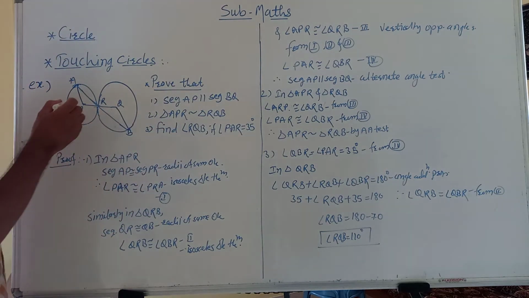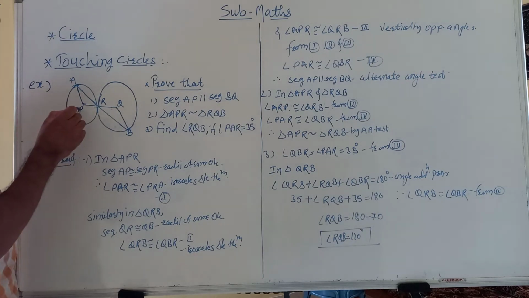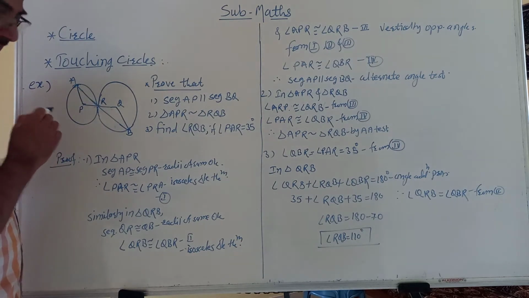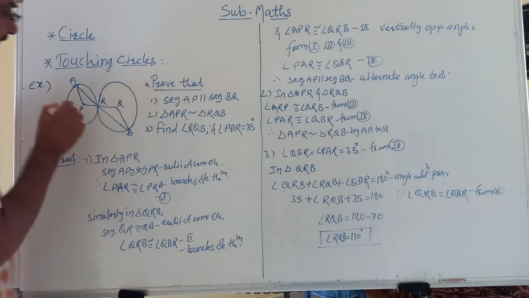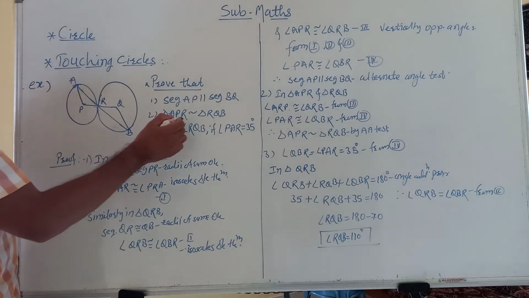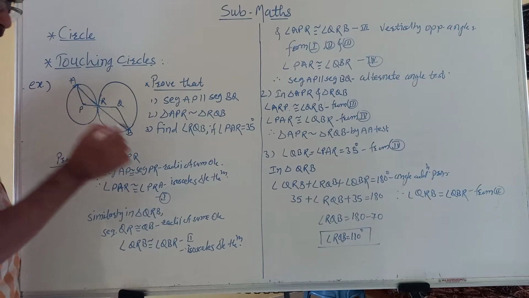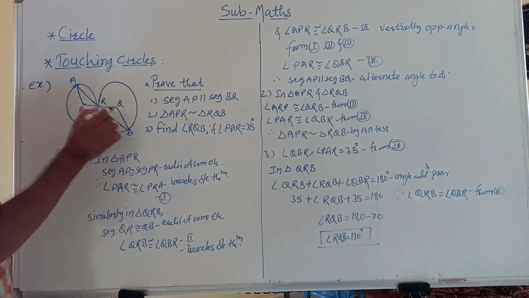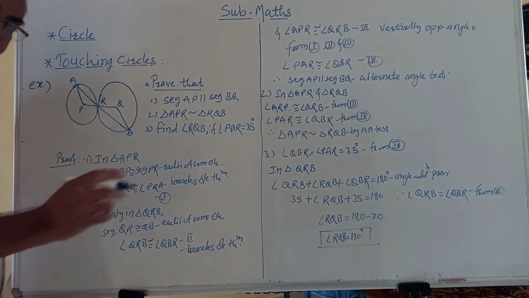Now here in this example, two circles touch externally. P and Q are the centers of the circles. Using this we have to prove segment AP is parallel to BQ, and triangle APR is similar to triangle RQB, and then you have to find the measure of angle RQB when angle PAR is 35. One by one we will see.